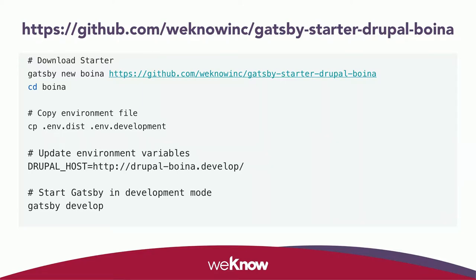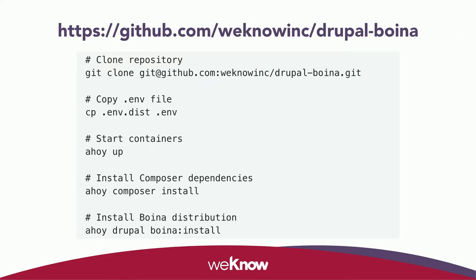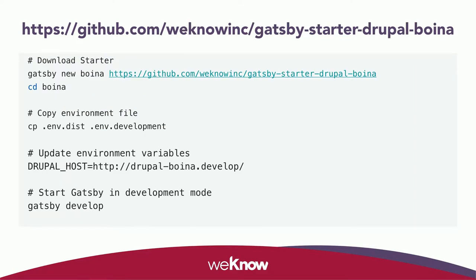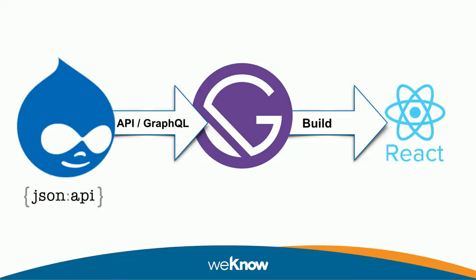Basically this will be your Drupal site, so this Drupal Boina that we developed will be your Drupal site. Put it on Pantheon, or Acquia, or DigitalOcean, wherever you want. And finally, run Gatsby develop, and it will build a Gatsby site for you, pulling data from that Drupal distribution, which out of the box provides you with a WYSIWYG for editing and providing markdown.